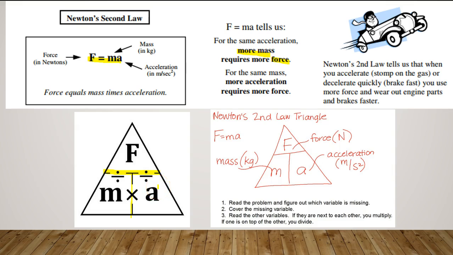If the question asks you what is the acceleration, you cover up the A and do force divided by mass. So here are some strategies to consider when you are trying to figure out what variable to solve for. You would read the problem and figure out which variable is missing. Cover the missing variable, read the other variables. If they are next to each other, multiply. On top of the other, you divide.